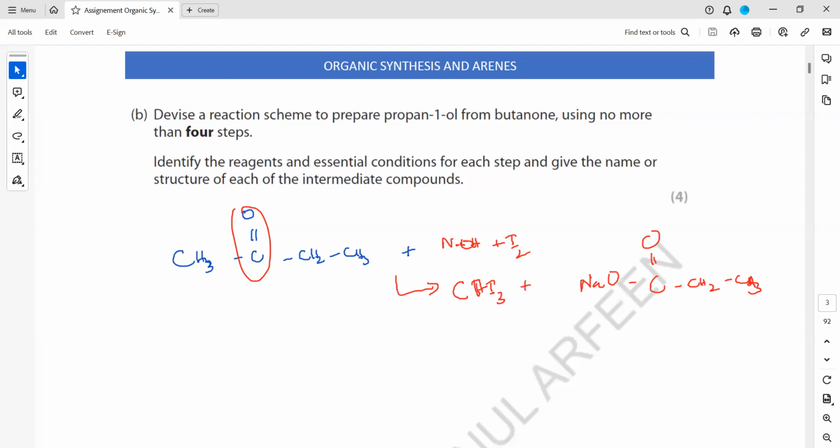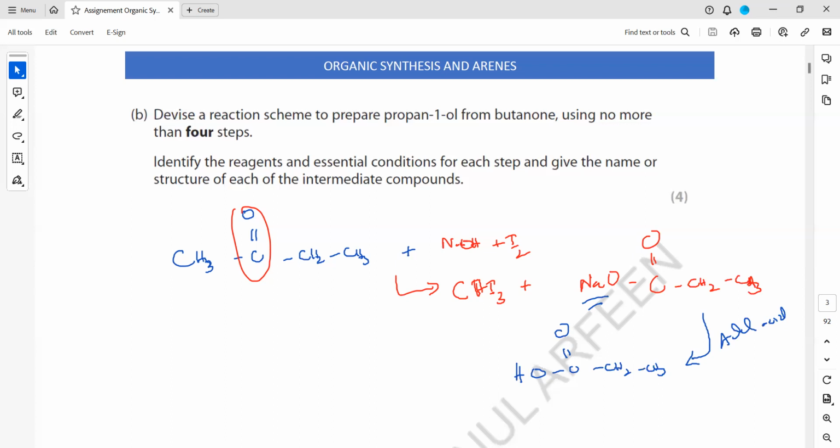Then what do we do? We add an acid to convert, because we want to replace this metal with a hydrogen. So we add acid. Any acid can be added here, sulfuric or hydrochloric acid. As a result, it will form propanoic acid, like HO, C double bonded with O, CH2 and CH3. So this will turn into propanoic acid.